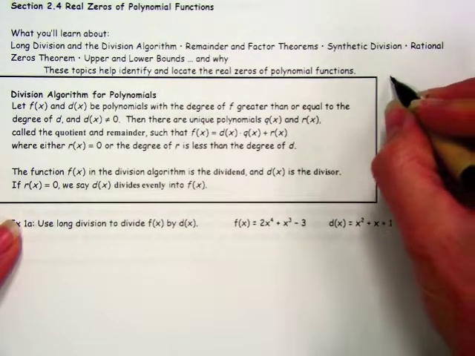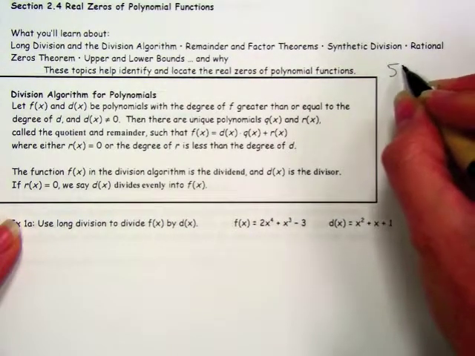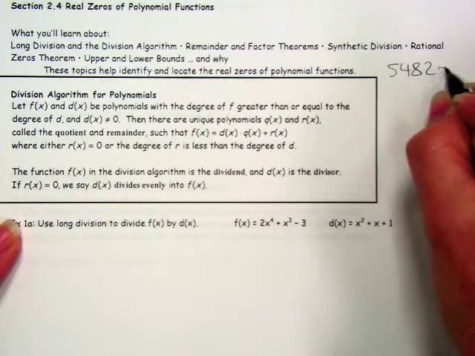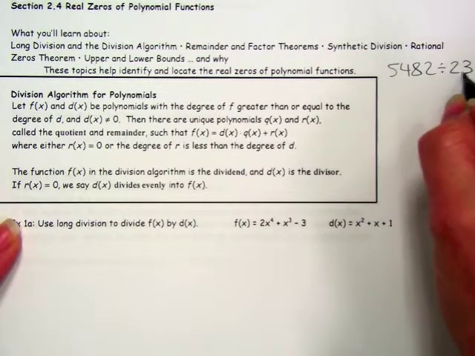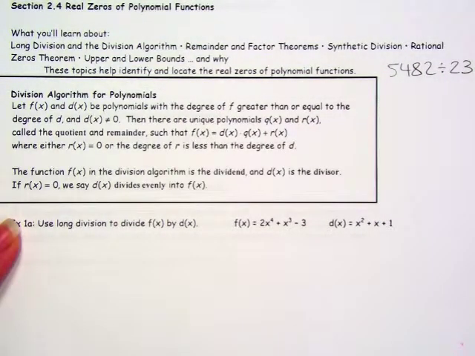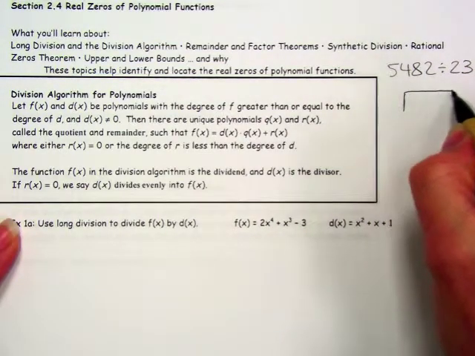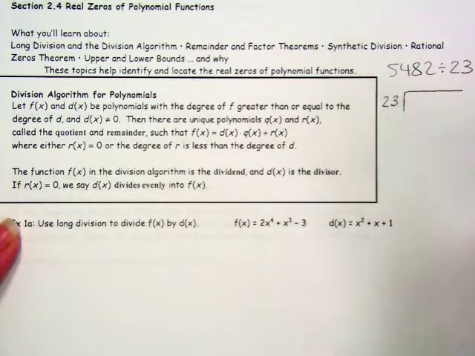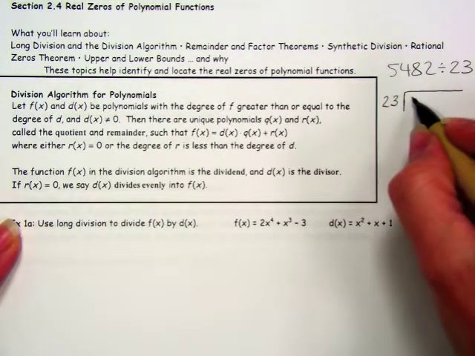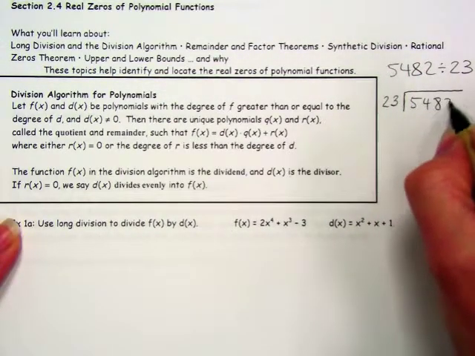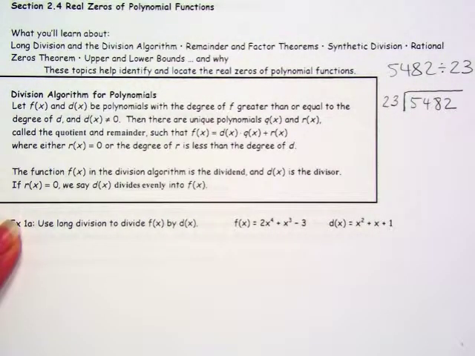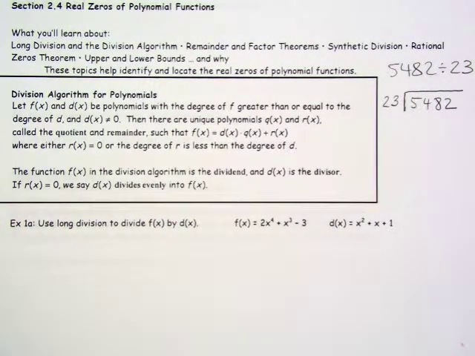Let's take the number 5,482 and divide it by 23. Okay, I want you to do this with me and have it on your paper because we're going to refer to it a lot. So we set up our long division. We put 23 on the outside, that's what we're dividing by. On the inside, we put the 5,482. And then we go through a step-by-step process to do the division.